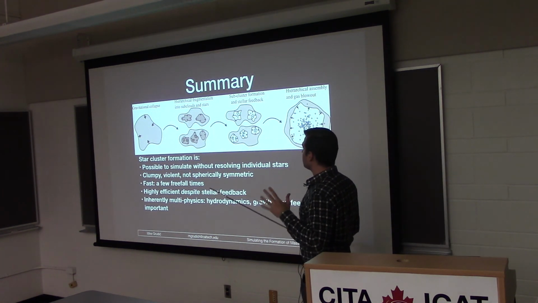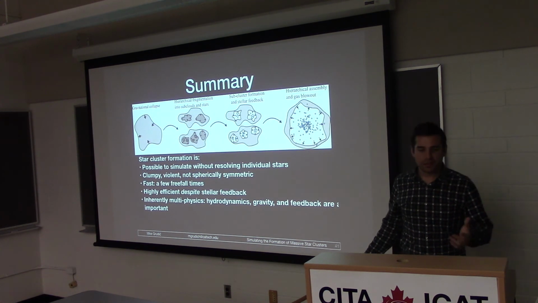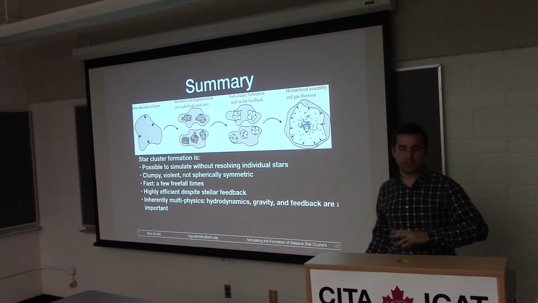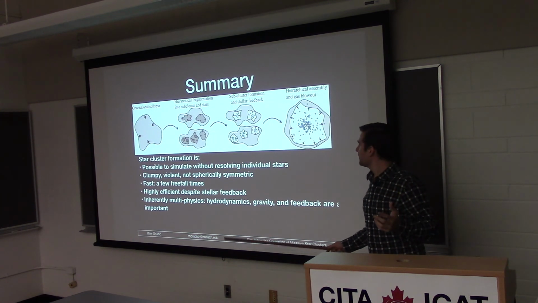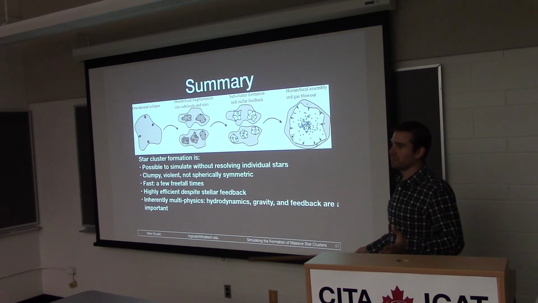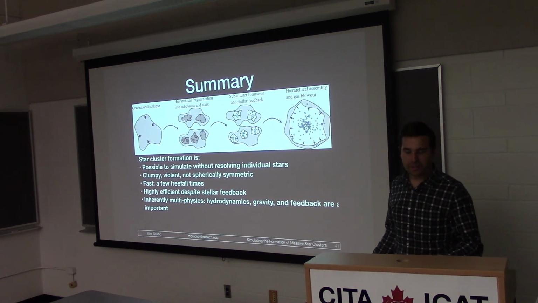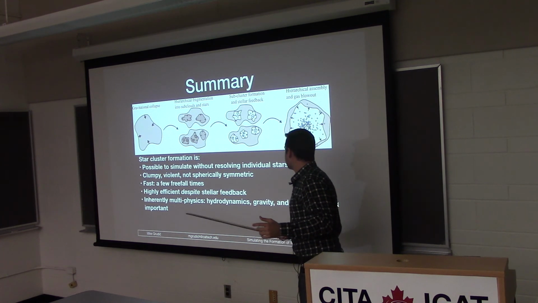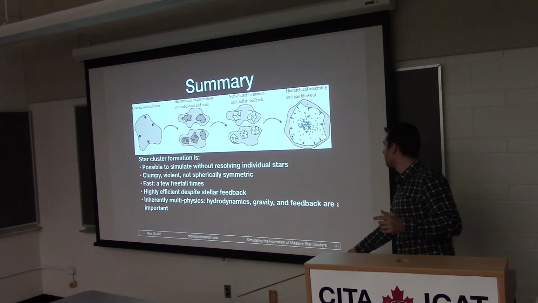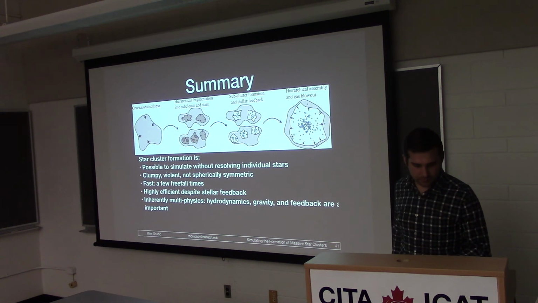The process is very clumpy, violent, and not at all spherically symmetric. It's fast. It only takes a few freefall times. It's highly efficient despite stellar feedback because of this scaling of star formation efficiency in dense regions. And it's an inherently multi-physics problem in that you really need to get the hydrodynamics, the gravity, and the feedback all right if you want the whole picture.